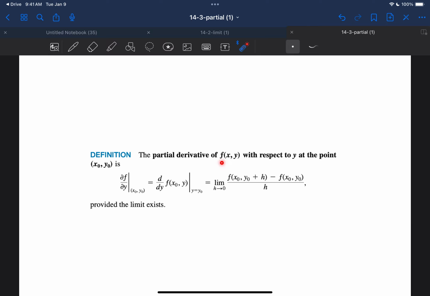Now, again, f of x, y, now we can talk about the partial derivative with respect to y. In other words, x is frozen and y is changing. So what it means is the notation is df dy and the target point. So y is changing, x is frozen. Or you can write this as d dy, where x0 is frozen and y is changing. So take the derivative and put in the y's target value, which is the limit of the change in f, but here x0 is frozen and y0 plus h and y0 are changing. So this is the change in y.